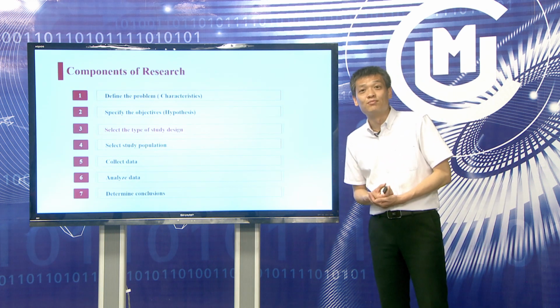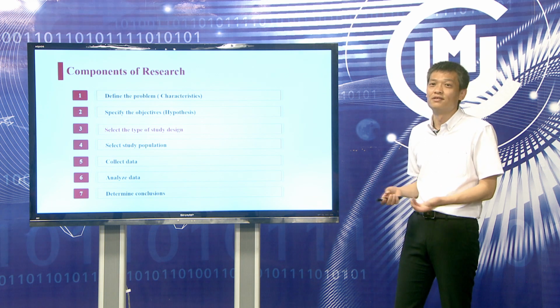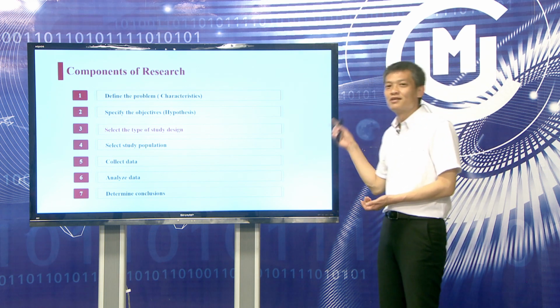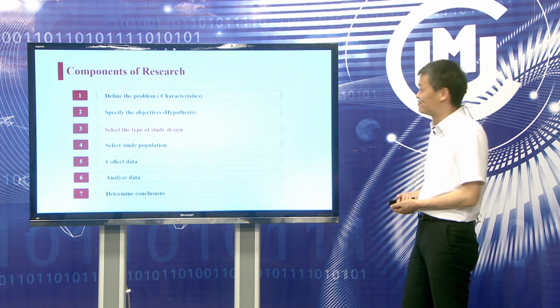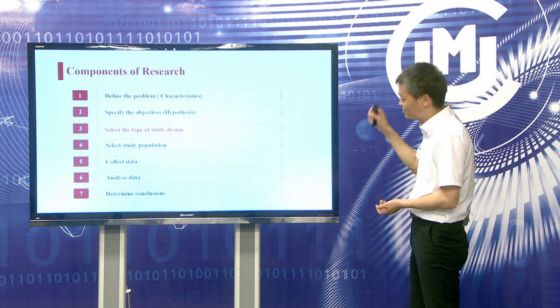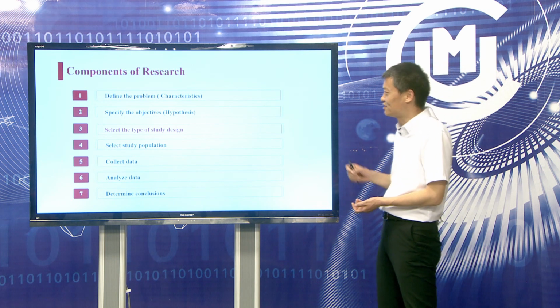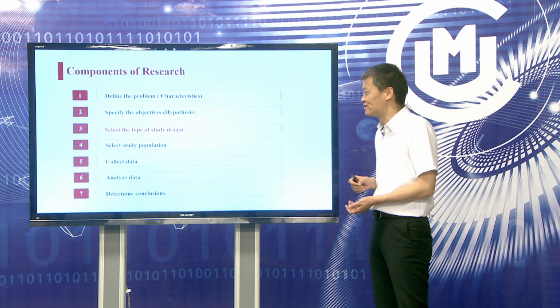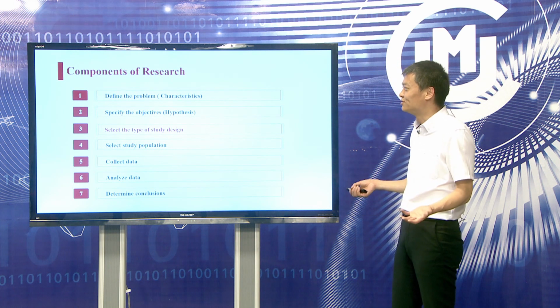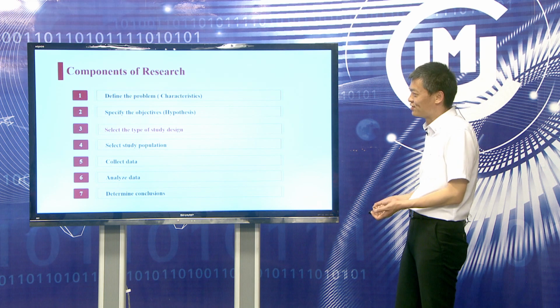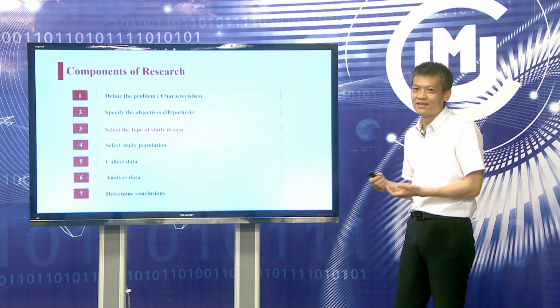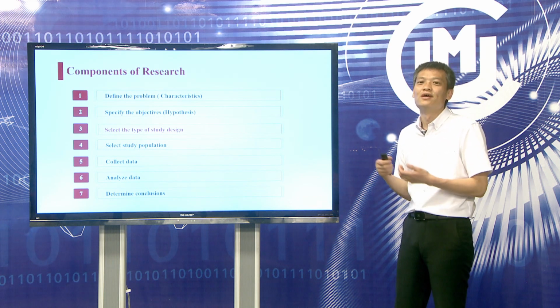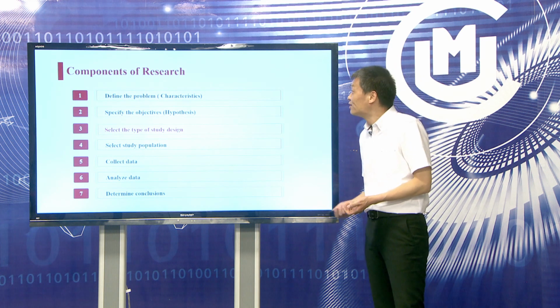These are the components of research. First, define the problem. Second, specify the objectives, that is, generate the hypothesis. The third step is to select the type of study design. Then you have to select the study population, collect and analyze data, and finally determine conclusions.